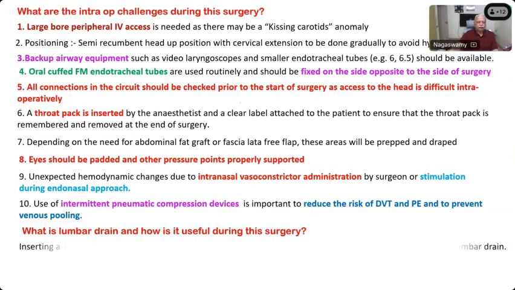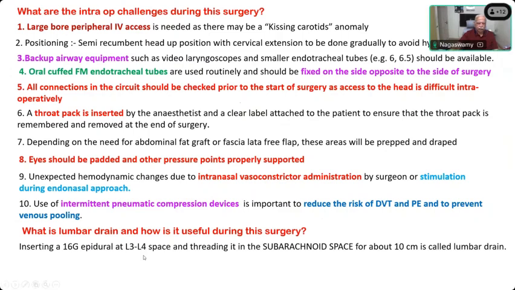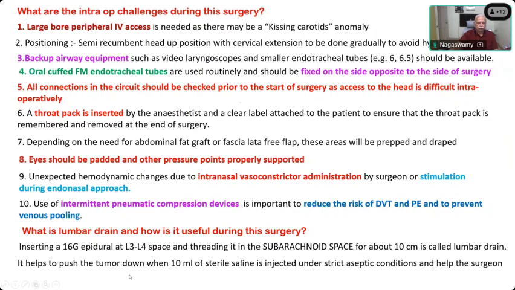Inserting a 16 gauge epidural catheter at the L3-L4 space and threading it into the subarachnoid space for about 10 centimeters is called a lumbar drain. What you do is push the tumor down when you inject 10 ml of sterile saline into the spinal CSF column. It will increase the intracranial pressure and push the adenoma downwards, which will help the surgeon to easily excise it.